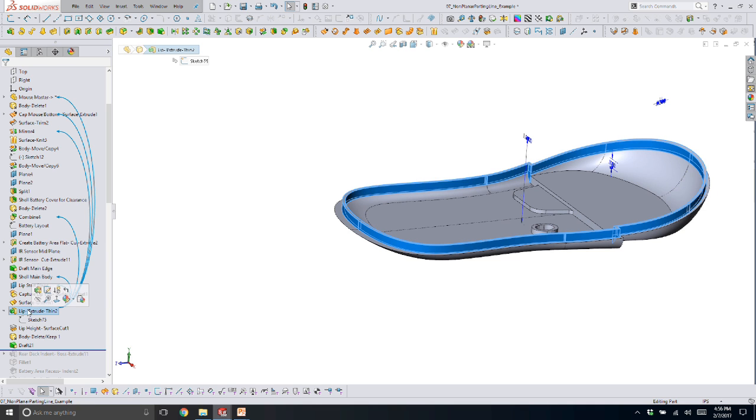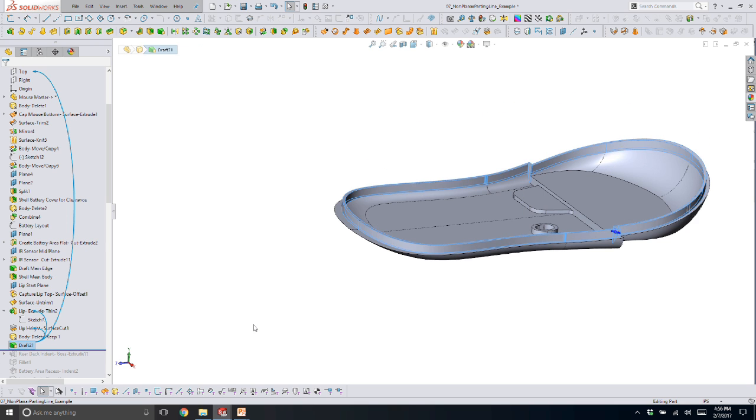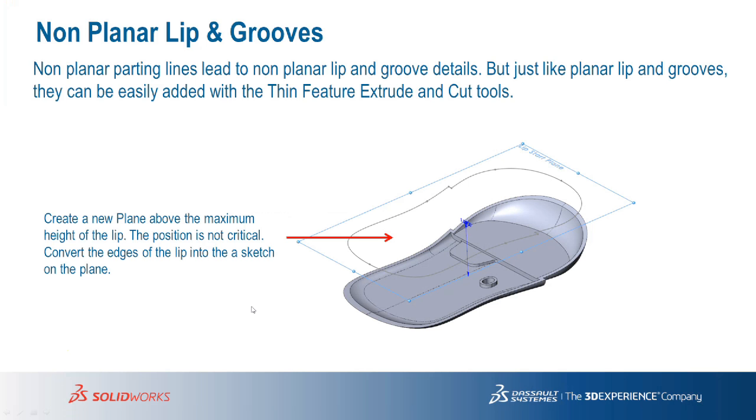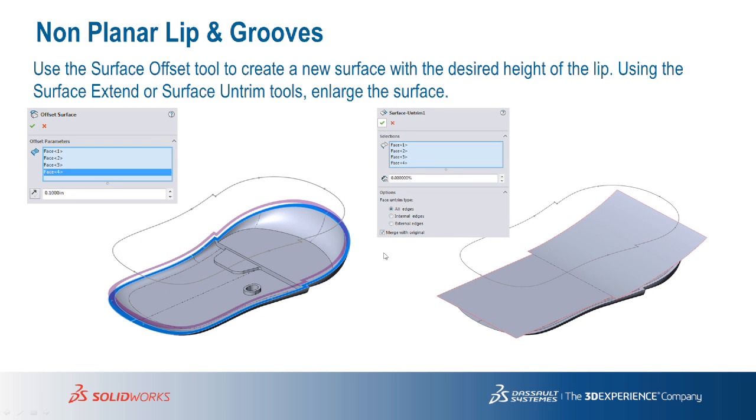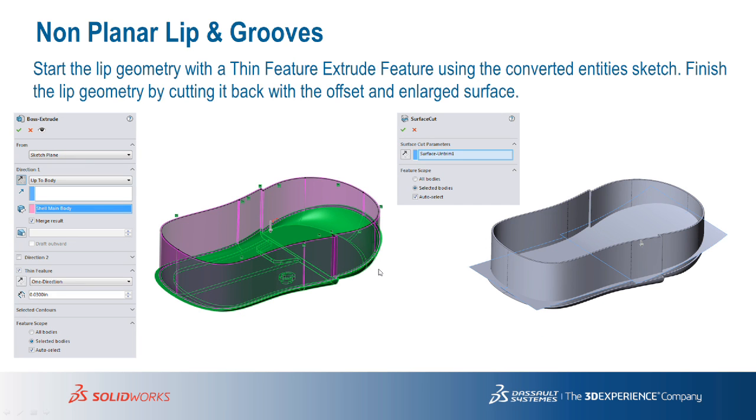The thin feature extrude in the direction of the pull direction is always going to get you a nice, clean, uniform thickness lip and groove. You just got to come back and use that parting line draft tool at the end to add draft to all the faces. So here's that plane. You can see, just make sure it's parallel to pull direction and you won't have any issues. Surface offset and the untrim to get our cutting surface, whether we're cutting with it or we're using an extrude cut up to it in the case of a groove.